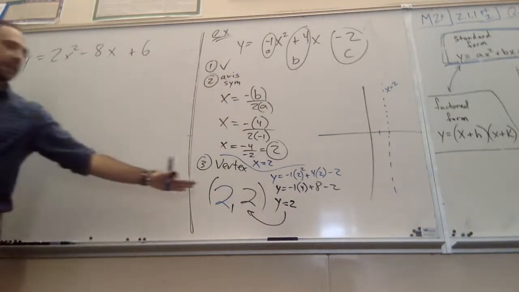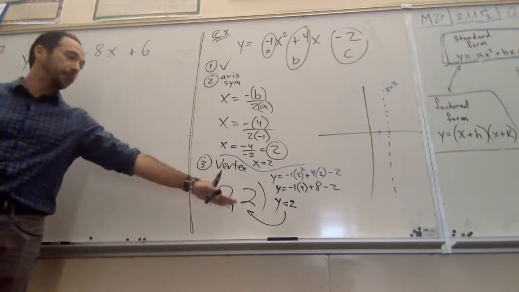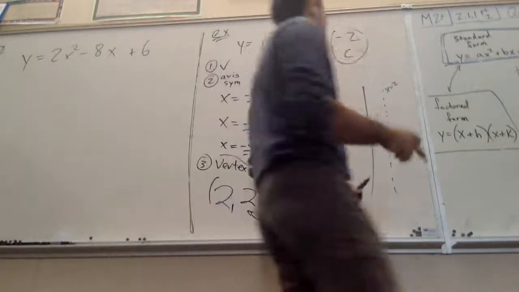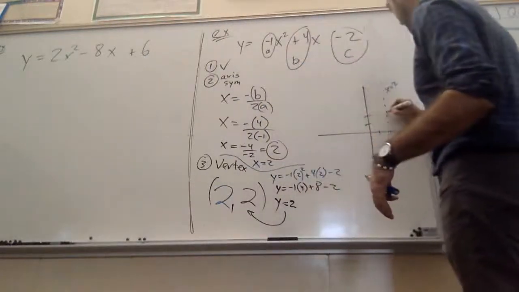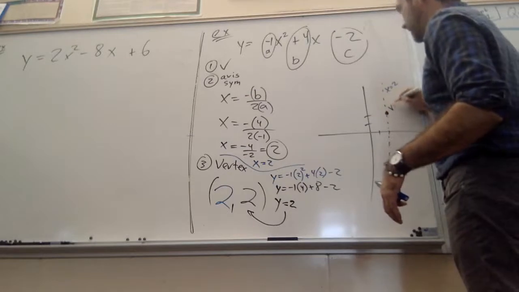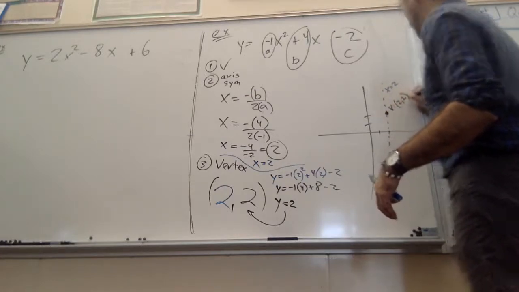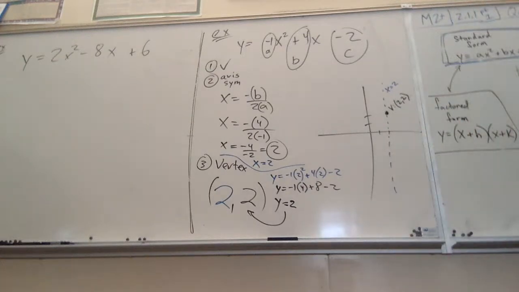The vertex x value we got from finding the axis of symmetry. We know those are aligned. We plug in to find the y. Go ahead and plot that point right here. And I might even put the vertex in there as 2, 2. All right?